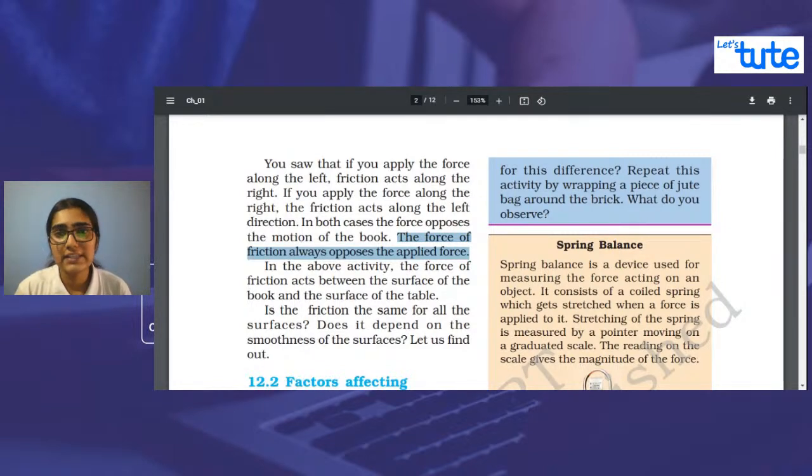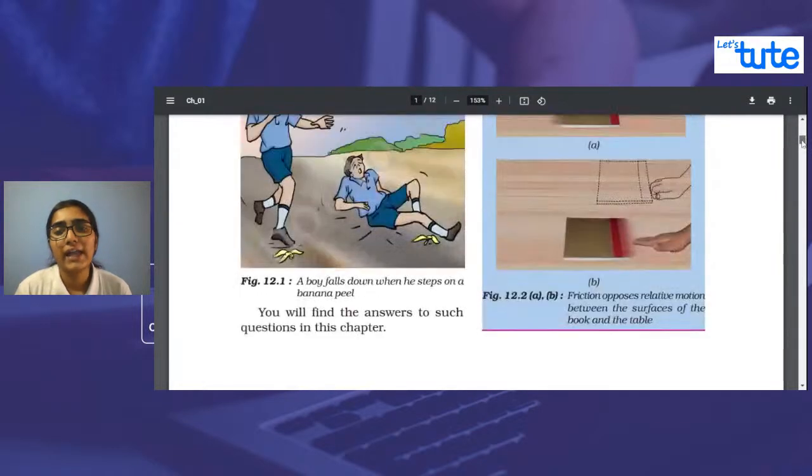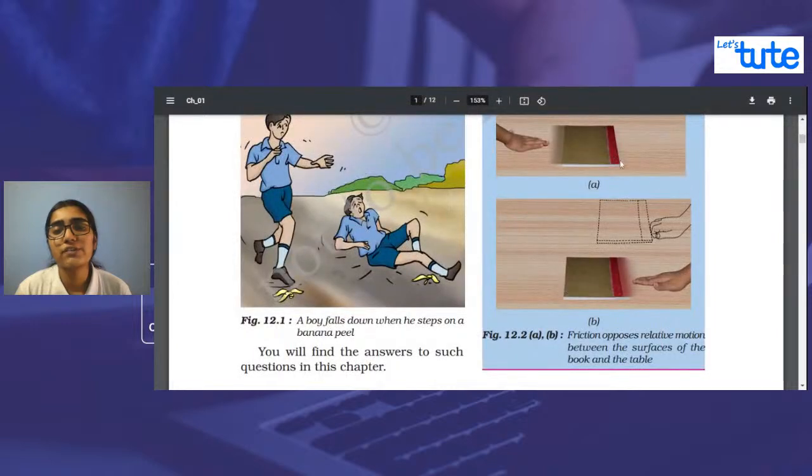Whatever it is, let's say if there is a ball moving. Now, if you have a ball moving, remember, the friction will always try to oppose.